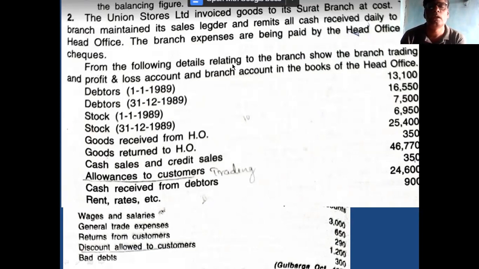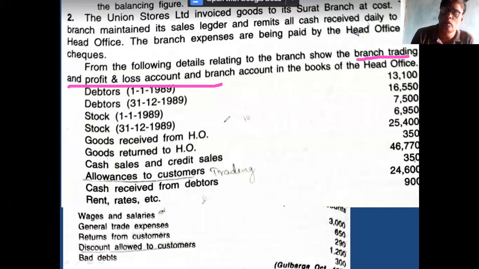From the following details relating to the branch, show the branch trading profit and loss account. Okay, you see the question. What did they ask here? They asked to prepare branch trading profit and loss account. You see the question, according to the given question, you solve the problem.